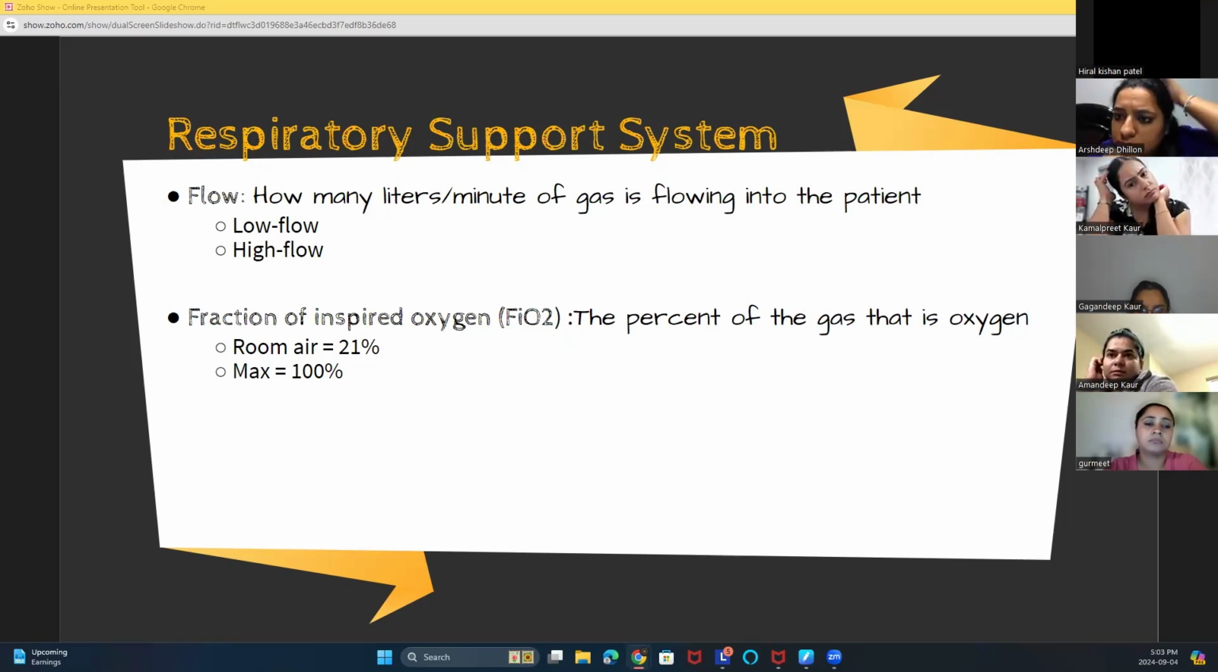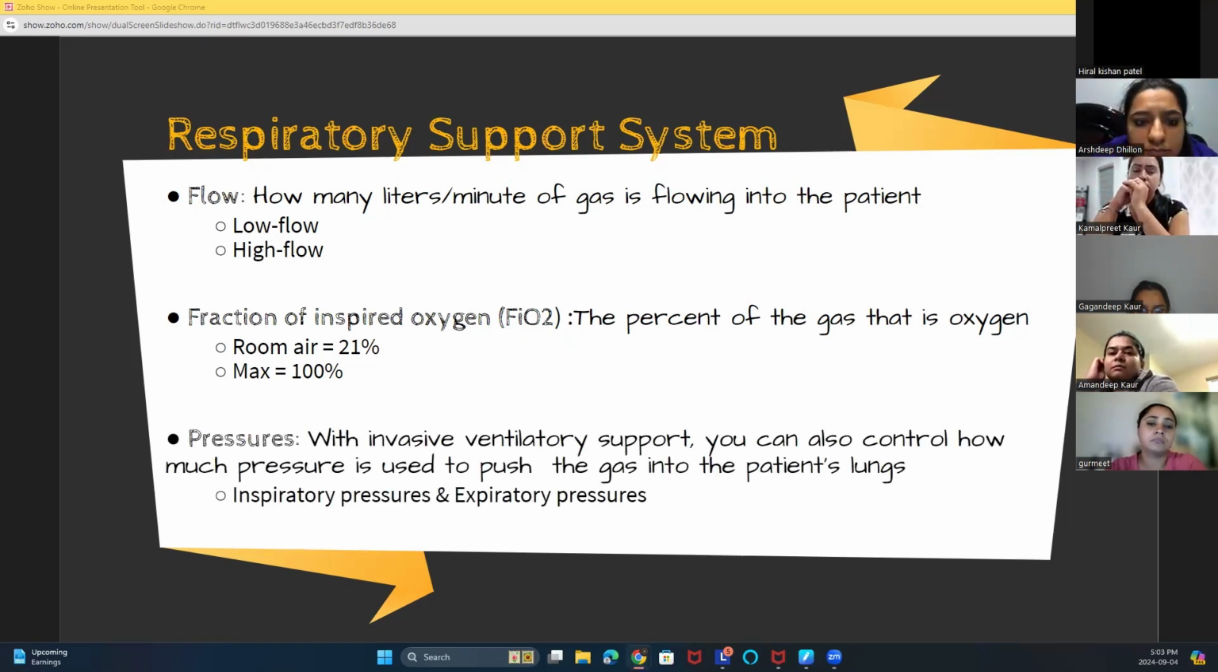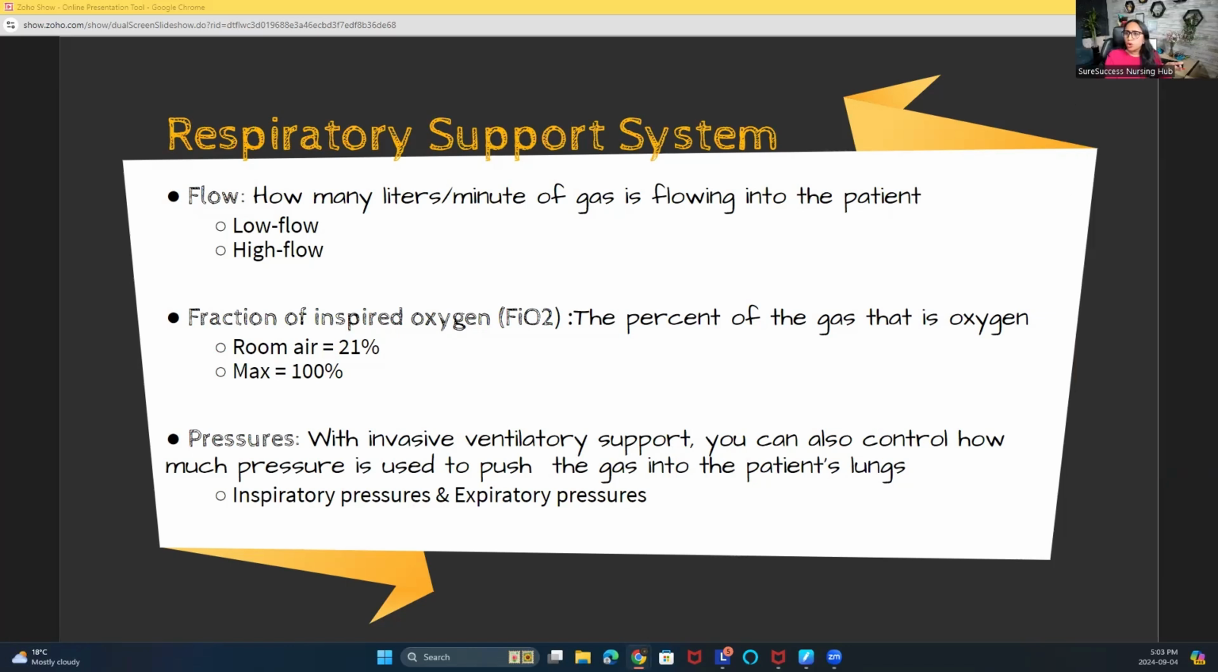And there is another word, pressure. It means sometimes we need to support the ventilation. The patient is not breathing on his own. I have to control how he breathes, how much pressure I have to put so that the gas is going into his lungs and getting out of his lungs. That is known as pressure. So these are the three terms we need to know.